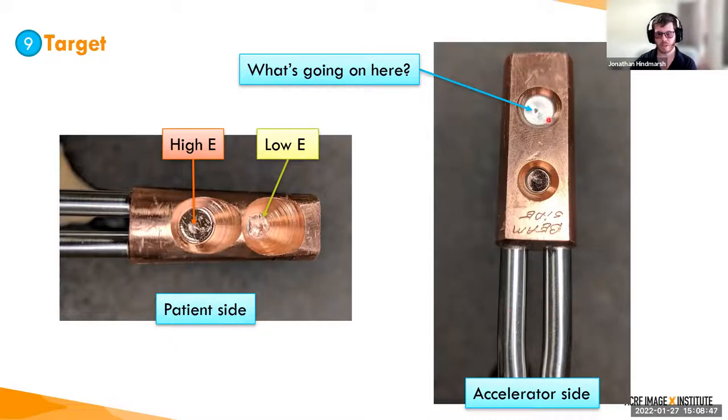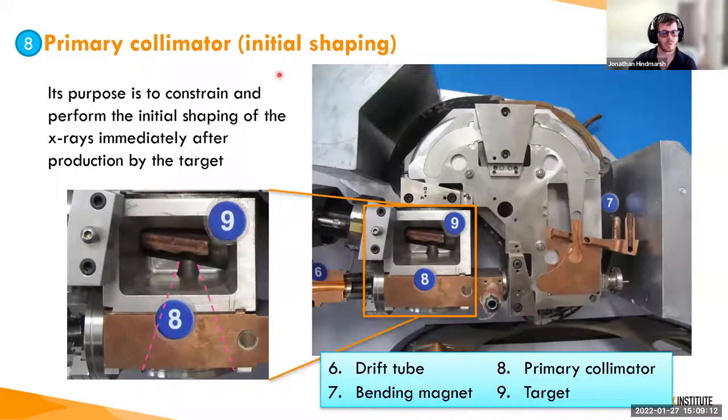And this little spot in here is actually pitting of the target. This machine was decommissioned, so we removed the target and had a look inside it, and there's a little bit of pitting in there. That's because the electron beam on the target was too finely focused and basically wore away at the target material. Now after the target, which is in here, we go into the primary collimator, which does the initial collimation and constraint of the X-rays as they come out.